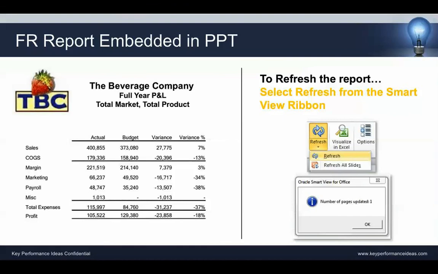In this slide, I embedded a Hyperion Financial Reporting report, which is on the left side of the slide. On the right side of the slide, I have displayed some of the user interaction with SmartView. To refresh the report within PowerPoint, select Refresh from the SmartView ribbon. Once the data is refreshed, a window will appear indicating that the page has been updated. This is really powerful, as you don't have to copy and paste data from other sources into the presentation time and time again. Simply embed the object once and refresh from that point forward.